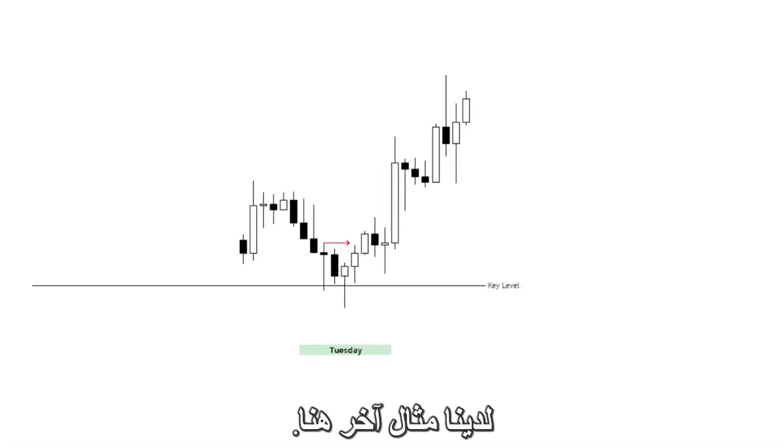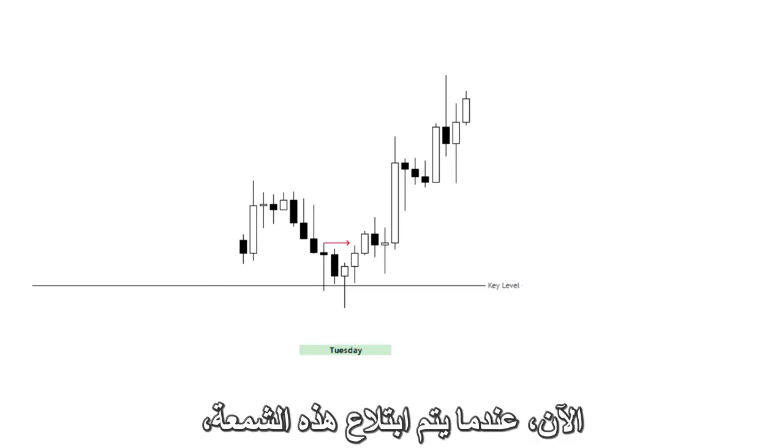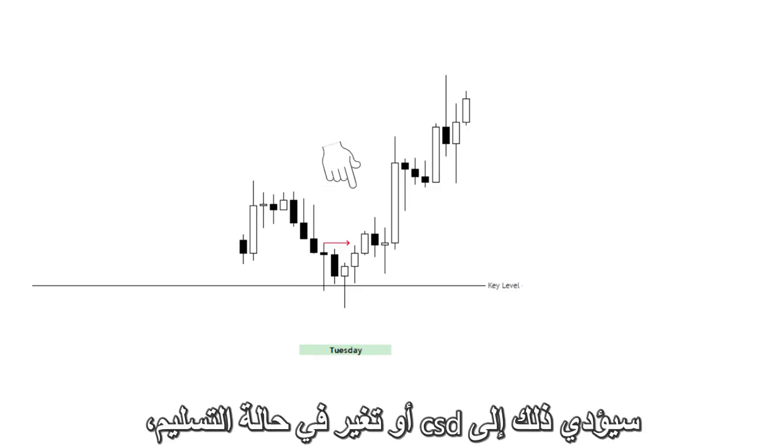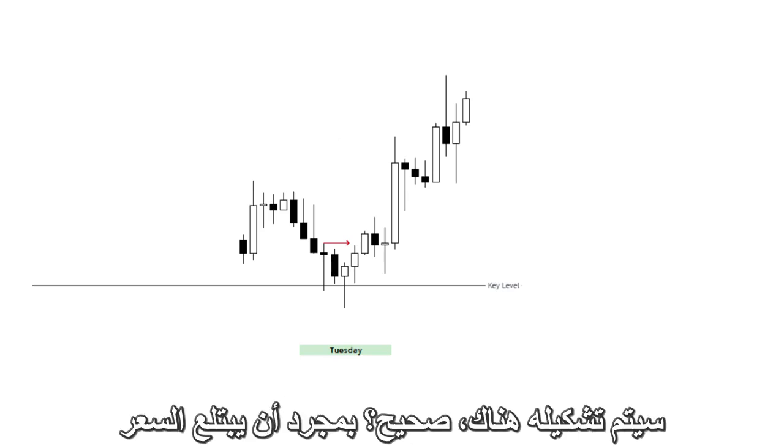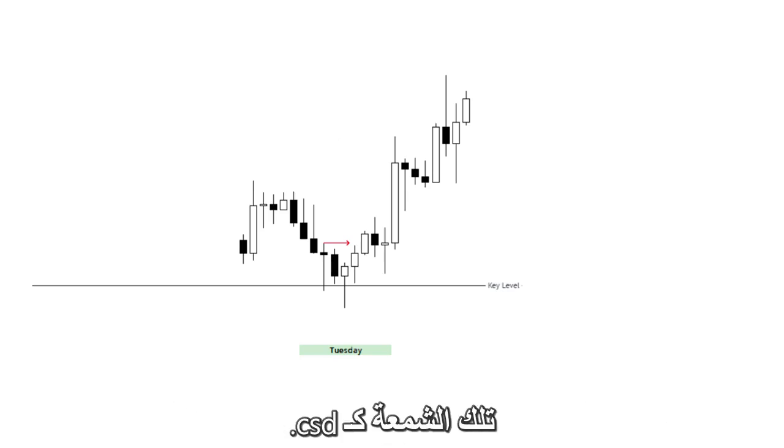We've got another example right here. You can see that we formed this low first, and then price came down below to purge that low with this particular candle, right? Now when this candle gets engulfed, that would result in a CSD, or a change in the state of delivery, and an order block entry would be formed there, right? Once price engulfed that candle as a CSD, you can see that price came down below, it tested the order block, and then price expanded higher.